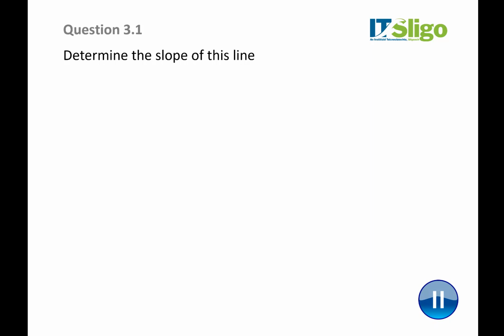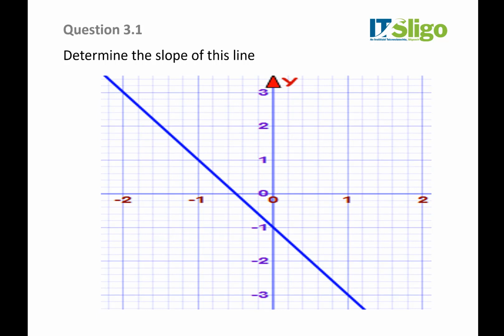So, you know the story. Pause the video and have a go at this question. What's the slope of this line? So again, guys, pick a few points. You could draw a triangle between any 2 of those points, determine the rise, what's the vertical change, determine the horizontal change, and write one over the other. Remember to get the sign of the slope correct.